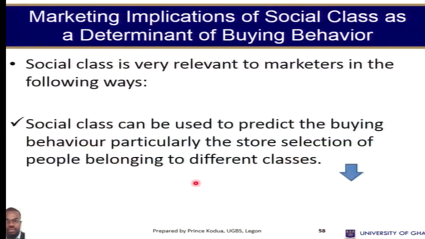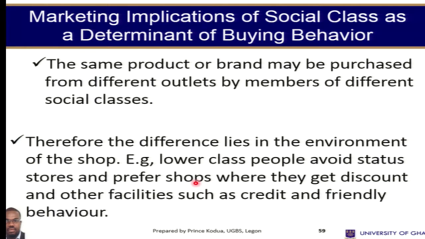In more specific terms, we can say that social class predicts the buying behavior, particularly the store selection of people belonging to different classes. For instance, the same product or brand may be purchased from different outlets by members of different social classes. The same product, but people are likely to buy from different places depending on their social class. In other words, the differences lie in the environment of the shop. For instance, lower class people avoid status stores and prefer shops where they get discounts and also get familiar with the retailers for issues of credit and what have you.